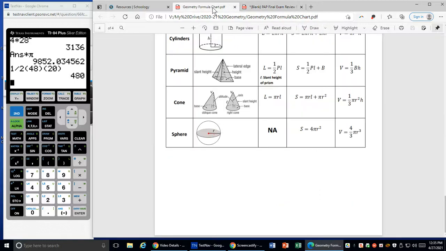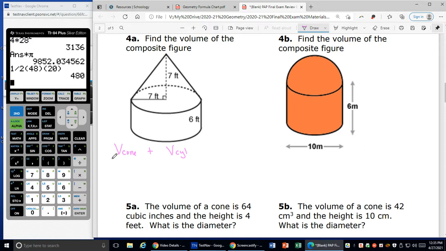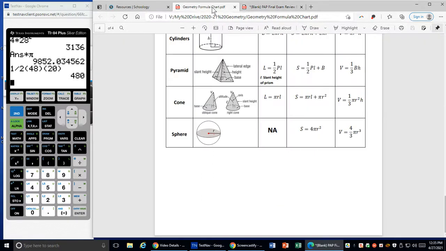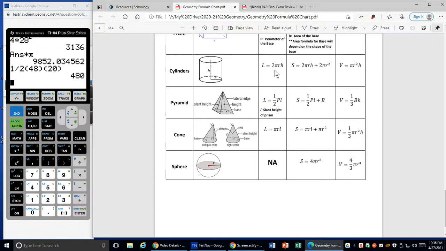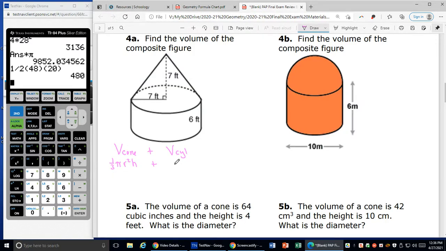Okay, volume of a cone, 1/3 pi r squared h, plus the volume of a cylinder. The volume of my cylinder is pi r squared h.